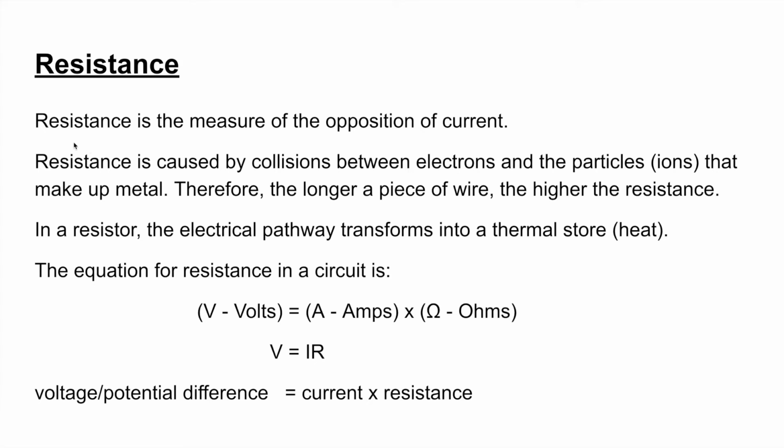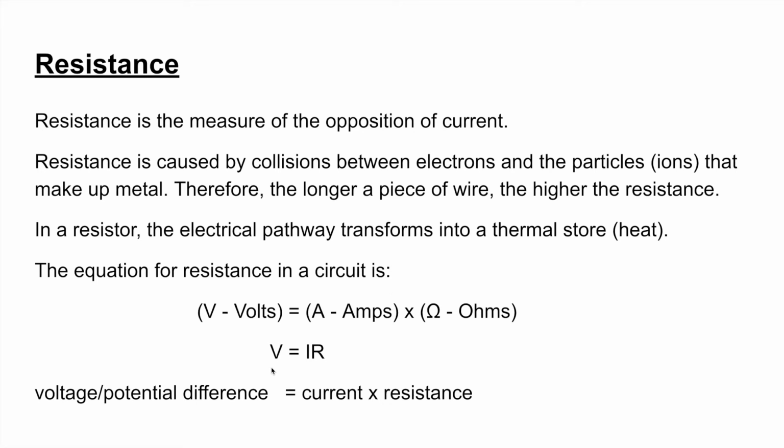Next, resistance. Resistance is the measure of the opposition of current. Resistance is caused by collisions between electrons and the particles, ions, that make up metal. Therefore, the longer a piece of wire, the higher the resistance, because the electrons collide with more atoms. In a resistor, the electrical pathway transforms into a thermal store, heat. This is where the kinetic energy of the electrons in the current converts into thermal energy.